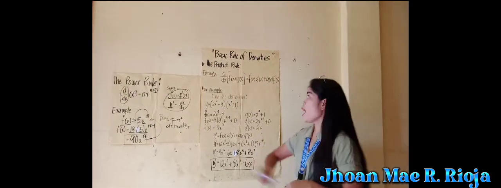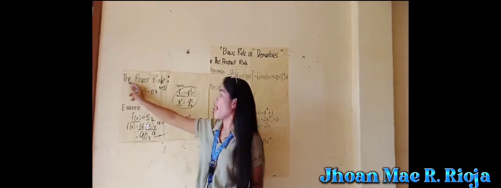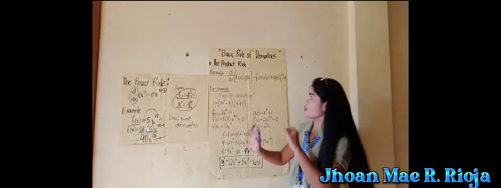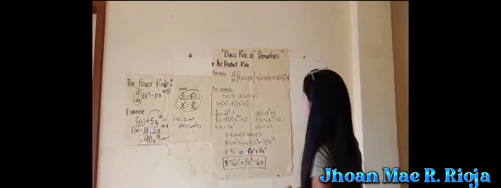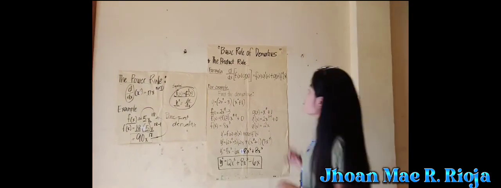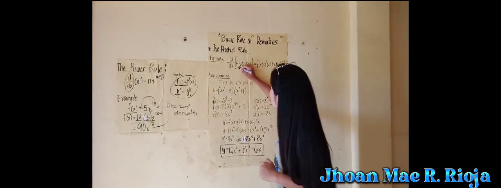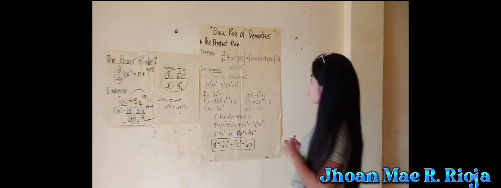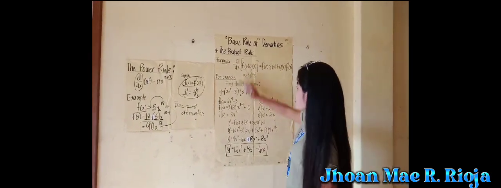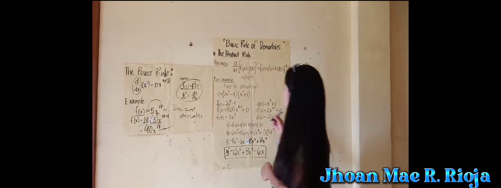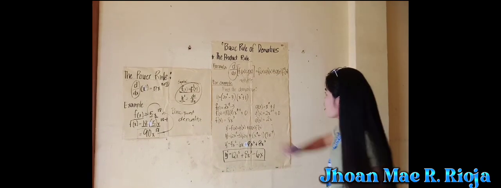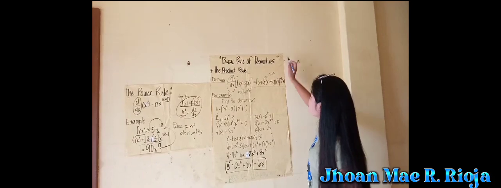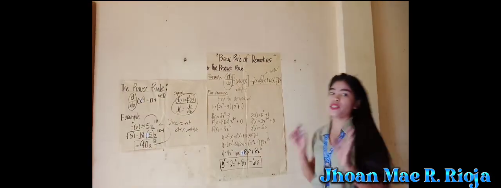So, now class, we're gonna proceed to the product rule. Since natapos na natin kung paano makuha ang derivatives of a given function using the power rule, let's proceed to the product rule. Para makuha natin ang derivatives of the function using the product rule, dapat class, ang ating given ay mayroong multiplication. We have here the formula, which is f of x times g of x. Para makuha natin ang derivative, we're gonna use the formula f of x times g prime of x plus g of x times f prime of x. Katulad ng sinabi ko kanina, prime is the first derivative. So, let's proceed to the example.